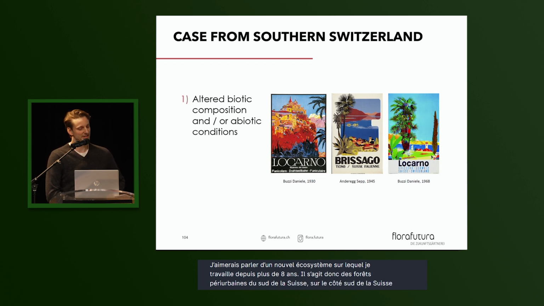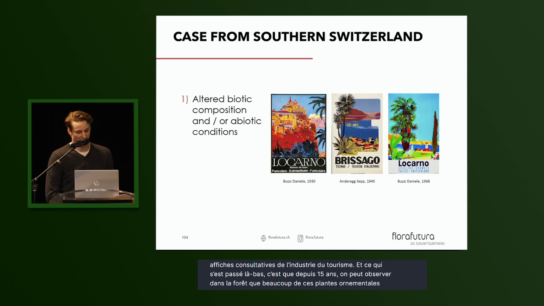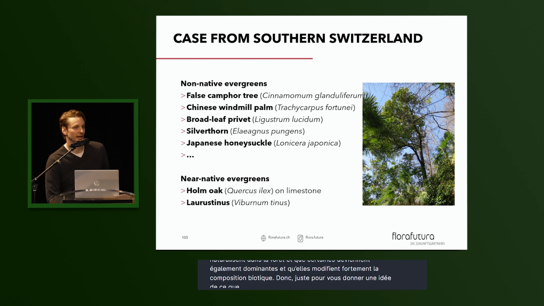This region has a very long history in cultivating exotic plants. And these exotic plants also became symbols of this region, as one can see here on these advertising posters of the tourism industry. And what happened there was that for 15 years one can observe in the forests that many of these ornamental species are naturalizing in the forest, and some are also becoming dominant, and they're strongly altering the biotic composition.